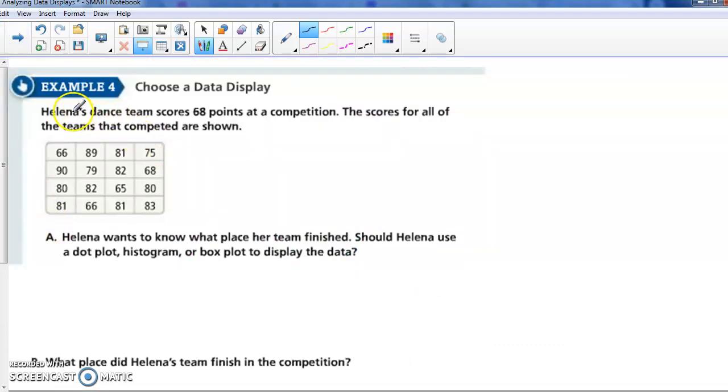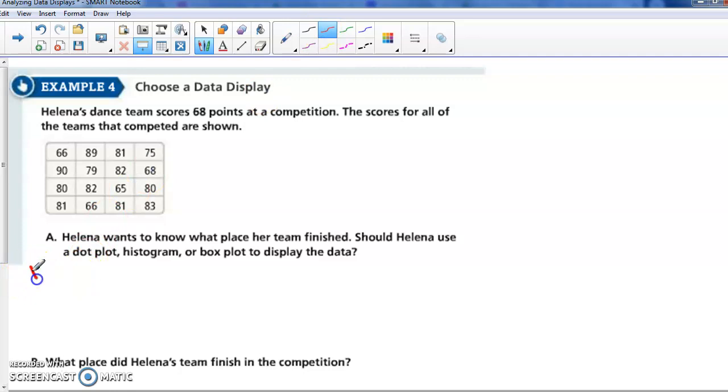So, this here is talking about Helena's dance team, which scores 68 points at a competition. The scores for all the teams that compete are shown below. Helena wants to know what place her team finished. Should she use a dot plot, a histogram, or a box plot to display the data? So what is the helpfulness of each one of these?